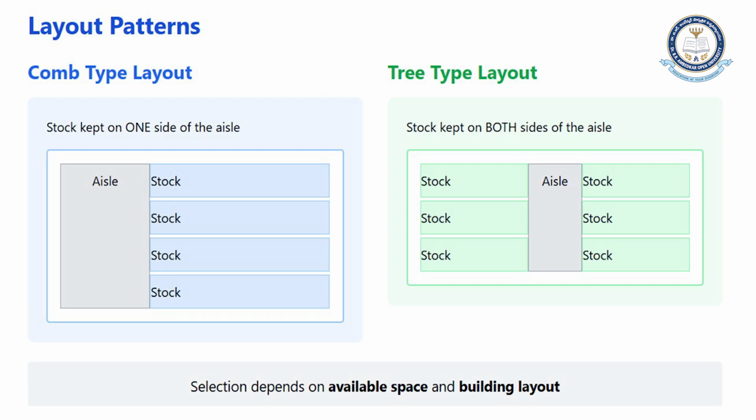And you can even see here, selection depends on available space and building layout. So it depends on which layout you want to go with, comb layout or tree layout, depending upon the place, the building, the storehouse or the godown which is available in your building layout. You will follow whichever type of layout is useful for your manufacturing concern.